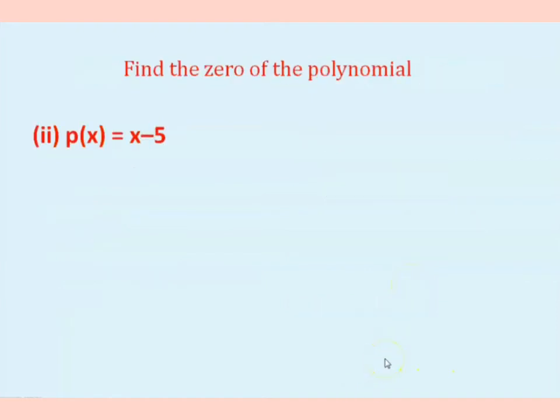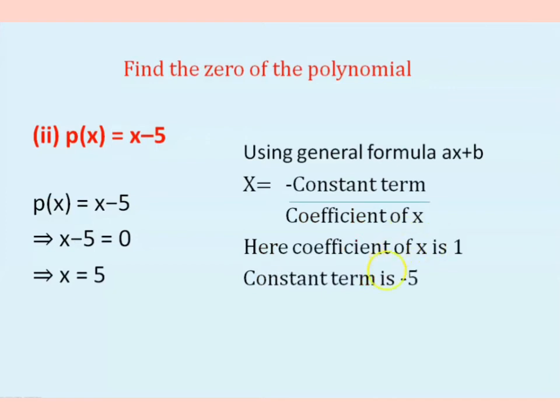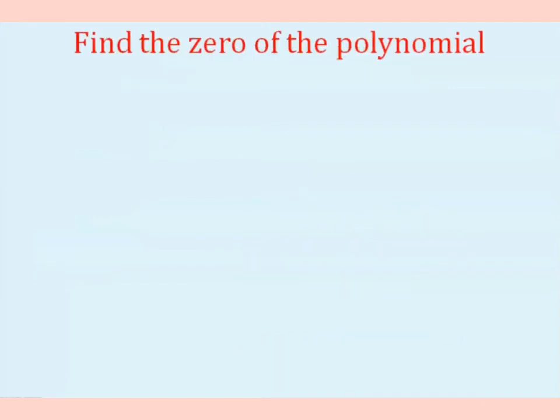And the next problem is P of x is equal to x minus 5, equating x minus 5 to 0. So transposing minus 5 to the other side, we get x is equal to 5. Now we'll check this with the general formula. In this polynomial, coefficient of x is 1 and constant term is minus 5. So we get minus of minus 5 divided by 1, which is equal to 5.